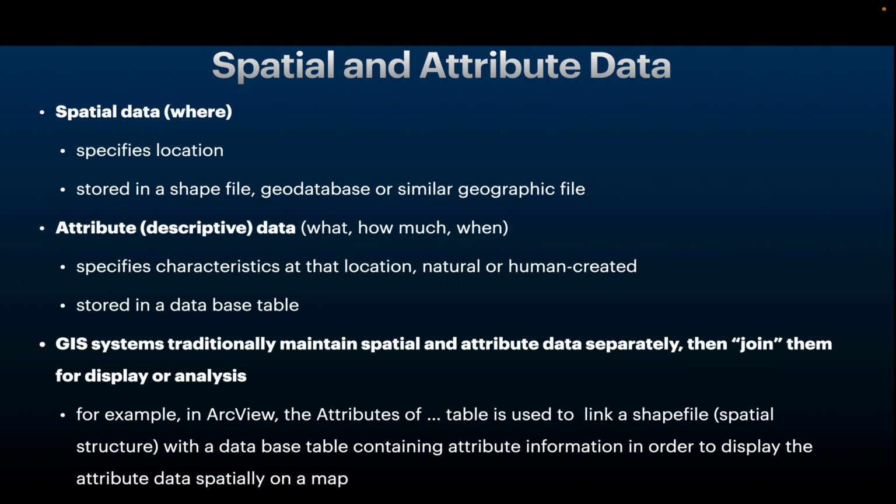Then a GIS system traditionally maintains spatial and attribute data separately, then joins them for display or analysis. So we have this spatial data as well as the database table, and they can be joined together with the help of a unique key. For example, in ArcView, the attribute table is used to link a Shapefile spatial structure with a database table containing attribute information in order to display the attribute data spatially on a map.